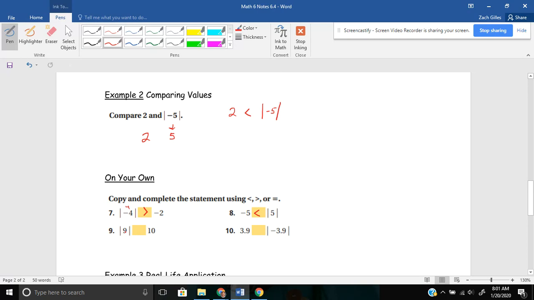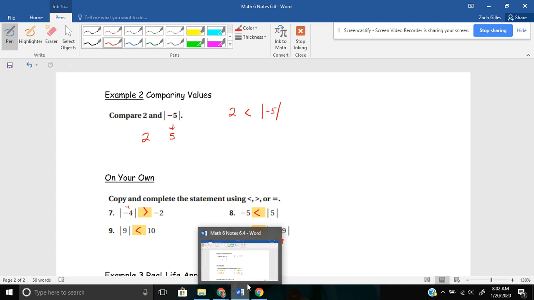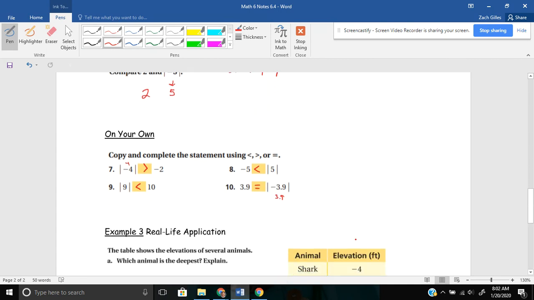Here, absolute value of 9 is 9, and 9 is less than 10. And lastly, for number 10, the absolute value of -3.9 is 3.9, and 3.9 is equal to 3.9. Let me know if you had any questions on those.